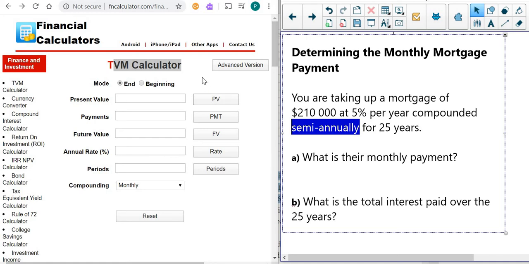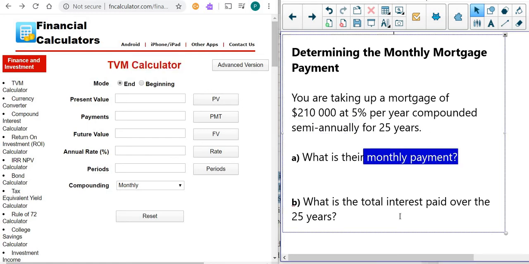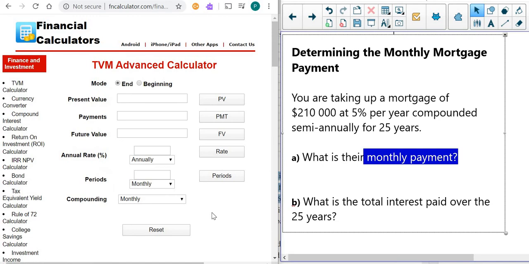So let's jump into our TVM calculator, and we're going to be calculating your monthly payments. So how much are you going to be paying for 25 years for this mortgage? So the TVM calculator that we used in the past can't do this problem, but the advanced version can. So click on the advanced version for mortgages. And then we have a little bit more options.